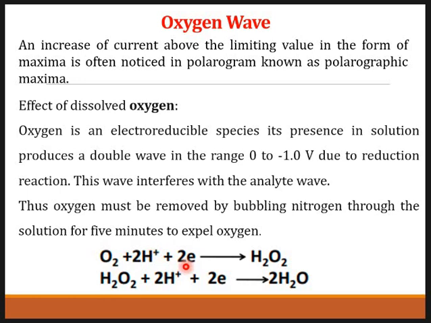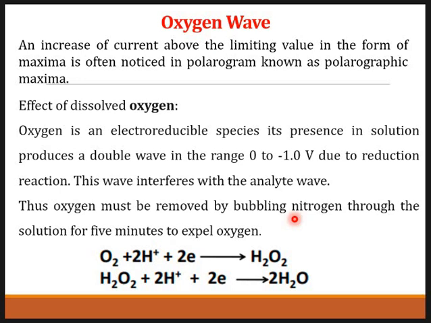So why are you getting an oxygen wave? Because the oxygen gets reduced to hydrogen peroxide. Further, the hydrogen peroxide gets reduced to water. So in addition to the reducible species, the oxygen is also getting reduced, so we will get one more diffusion current. So the oxygen must be removed by bubbling nitrogen through the solution for 5 minutes to expel the oxygen from the solution.